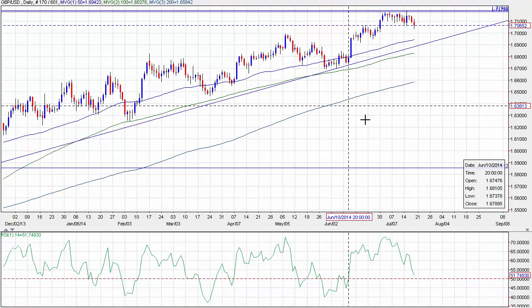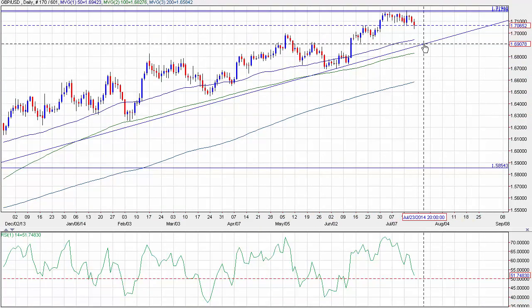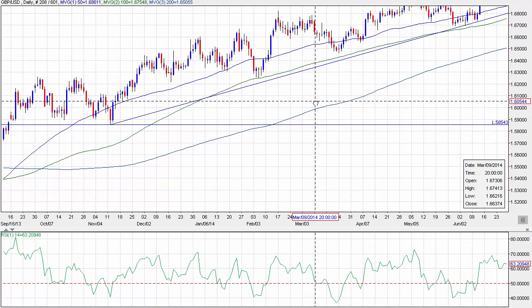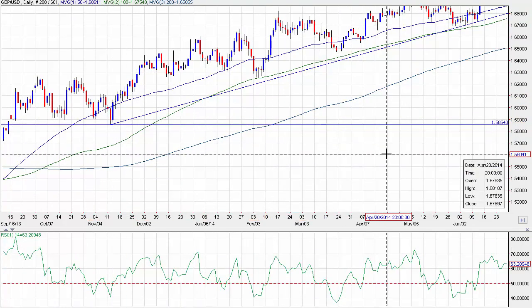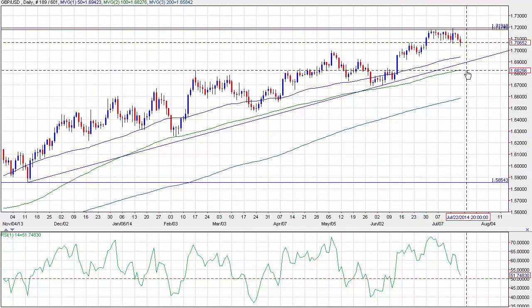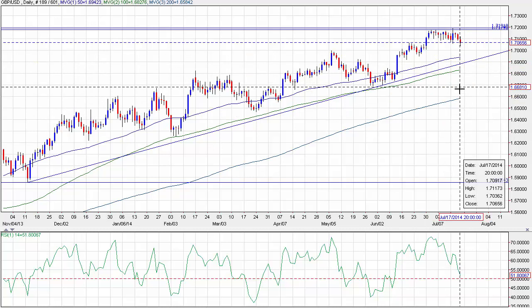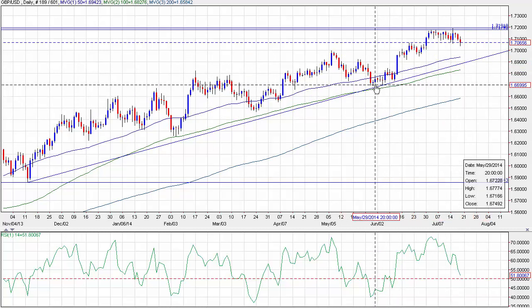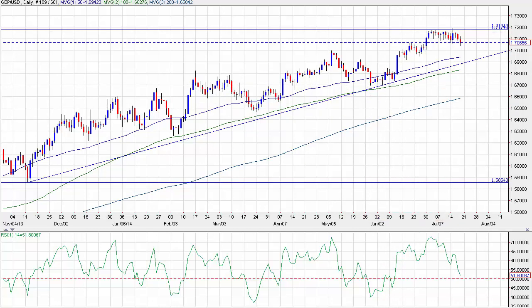Looking at the daily chart, you can see that if price gets down there, it would be testing a rising trend line from the November 2000 low of 1.5854. A break below that trend line and below 1.69 would open up the 1.67 pivot here that we saw from the start of the June rally.